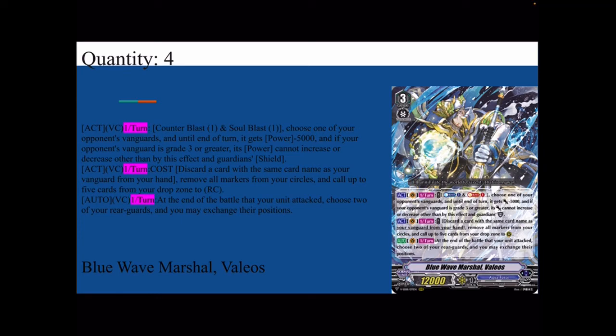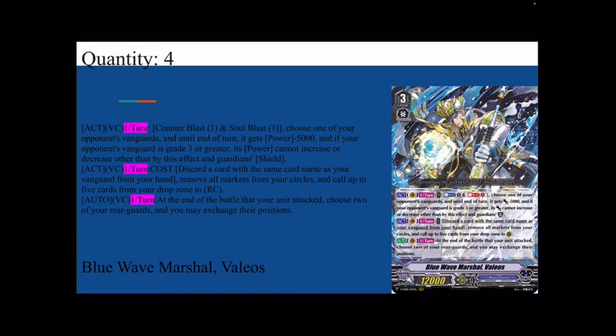But anyway, skill, Act Vanguard Circle. Once per turn. I would like to say, this is the only card I know where all of his abilities, more than just one ability in total, are once per turn. There might be other cards, but this is the only one I know. So act once per turn, Vanguard Circle, Counterblast 1 and Soul Blast 1, choose one of your opponent's vanguards until end of turn. It gets minus 5k power, and if your opponent's vanguards are grade 3 or greater, it cannot increase or decrease unless by the shield or the effect of your guardians.